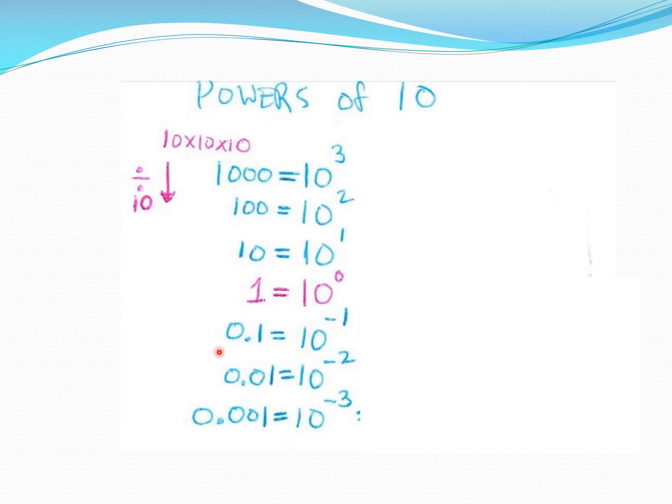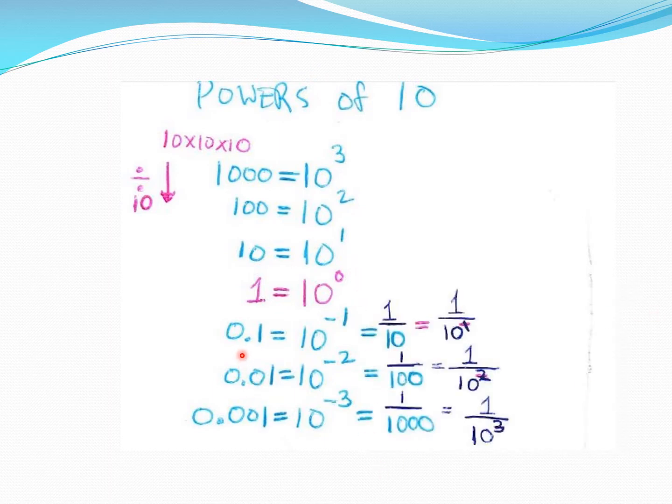1 divided by 10 is 0.1, and that's equal to 10 to the power of minus 1. 0.01 is 10 to the minus 2, and 0.001 is 10 to the minus 3. So you can see as we divide by 10, the power decreases by 1 each time.